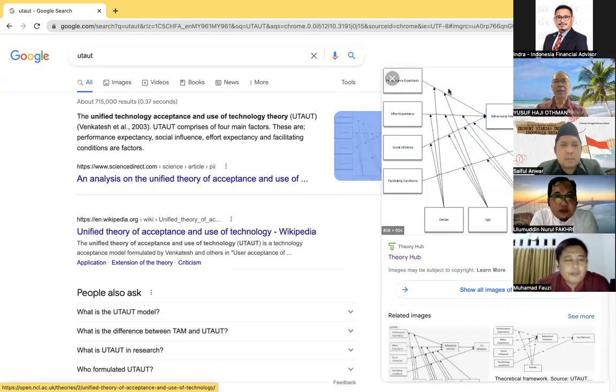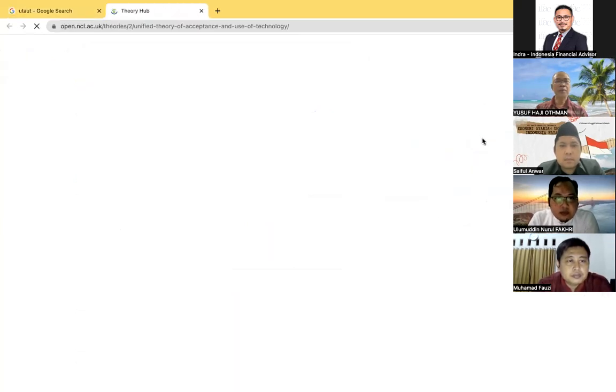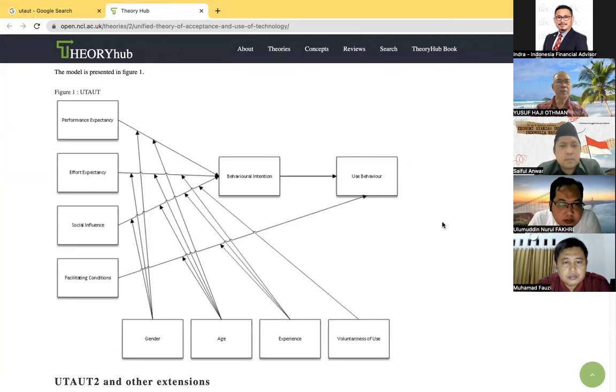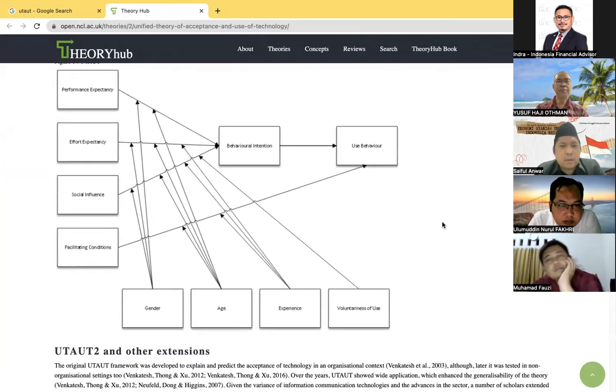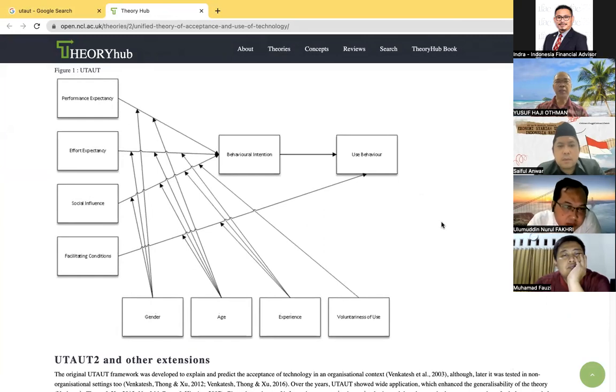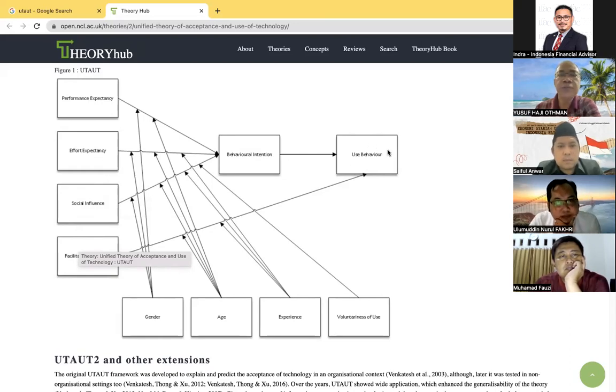Okay, how do I enlarge this one? You can read about UTAUT, yeah? And this is the model. For fintech, this is the suitable underpinning theory. Look at this. It has four IVs: performance expectancy, effort expectancy, social influence, facilitating conditions, and then behavioral intention and use behavior. Use behavior is called the dependent variable, and then we have four independent variables.